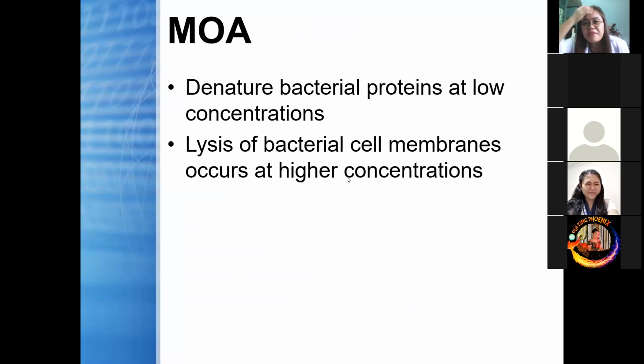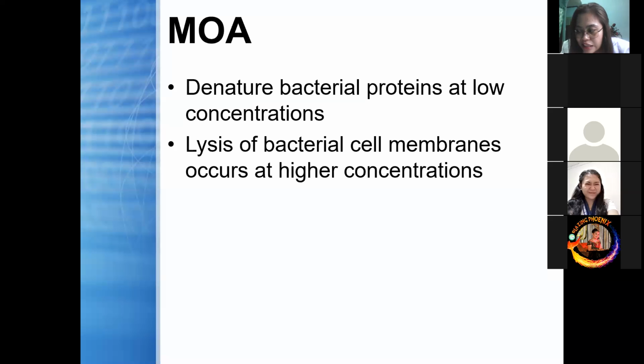So what's the mechanism of action of our phenol? Take note, class, that there are two mechanisms of action of phenol. The first one is denaturation of the bacterial proteins at low concentration. So this one is dose dependent. When we use a small dose of phenol, the target is the bacterial proteins. Meaning, it is bacteriostatic at first if low concentration. It will inhibit the growth of the bacteria. Class, remember, when a substance targets the protein of bacteria, it's bacteriostatic. It will inhibit the growth of the bacteria.